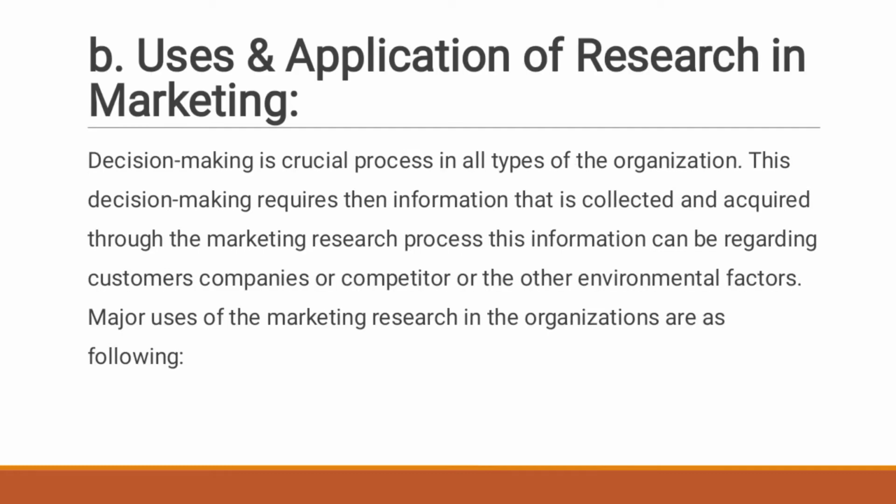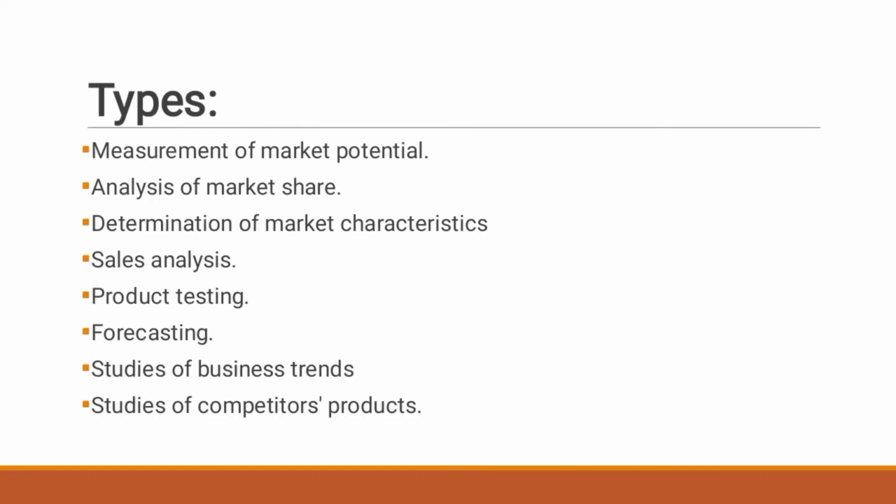Uses and application of research in marketing. Decision making is a critical process in all types of organizations. This decision making requires information that is collected and acquired through the marketing research process. This information can be regarding customers, companies, competitors, or other environmental factors. Major uses of marketing research in the organization are as follows.